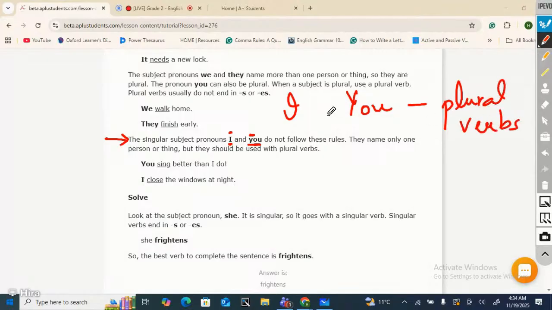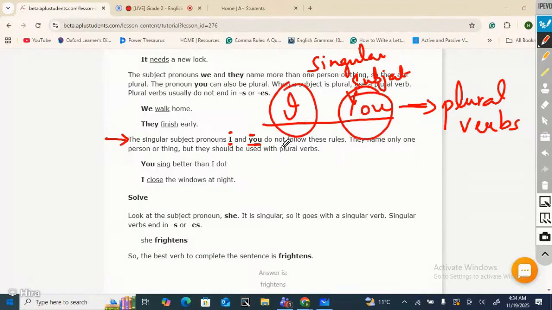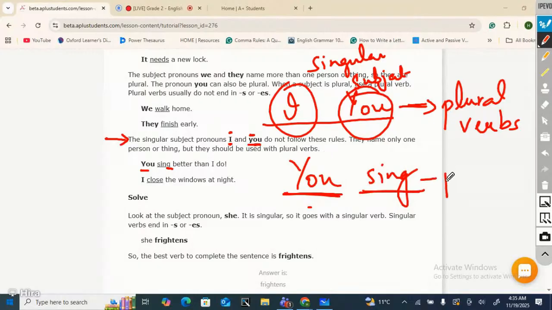Now you just have to remember this. Although they are singular pronouns or singular subject pronouns, they use plural verbs. So it's only with these two pronouns, not others. Okay? They don't follow the rules. You sing better than I do. You sing. Okay, you here is a subject, but it takes a plural verb, because it doesn't end in s or es.